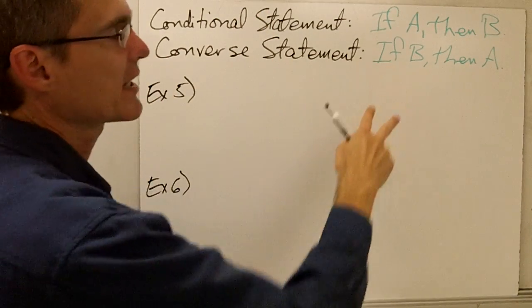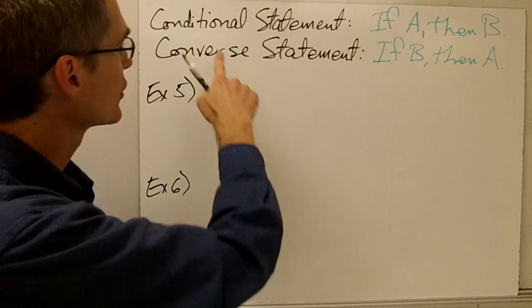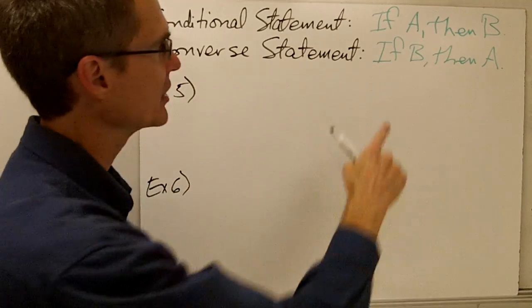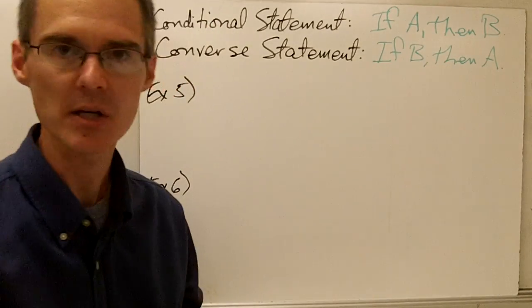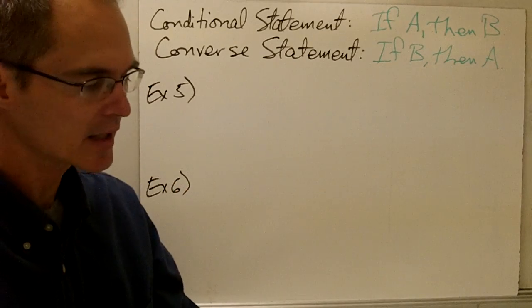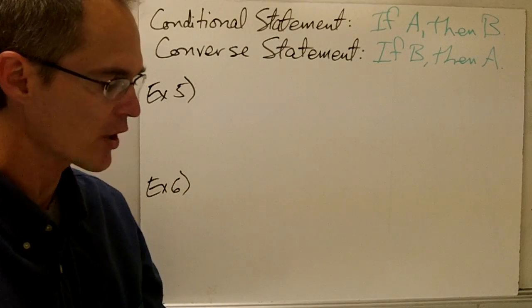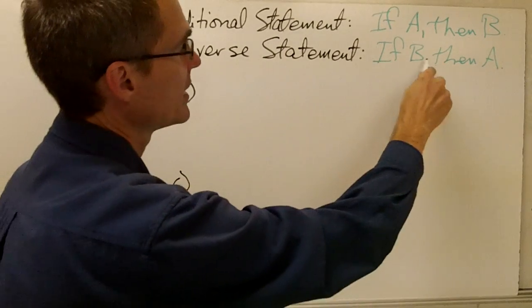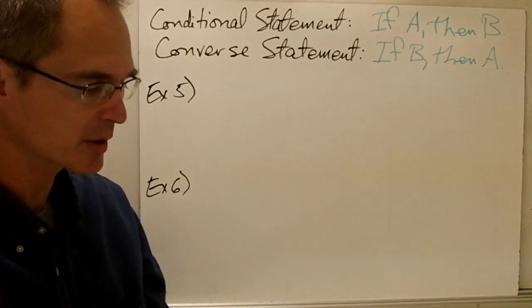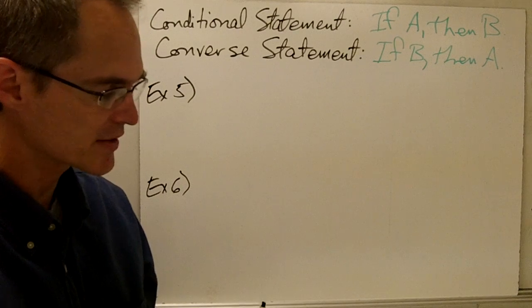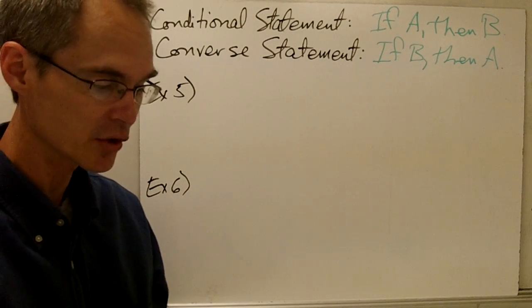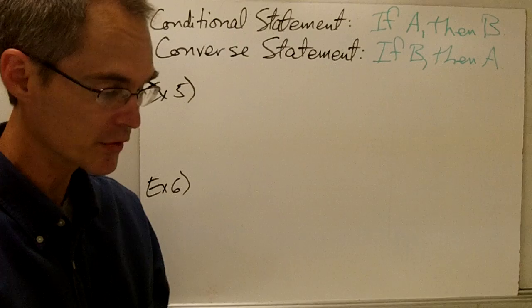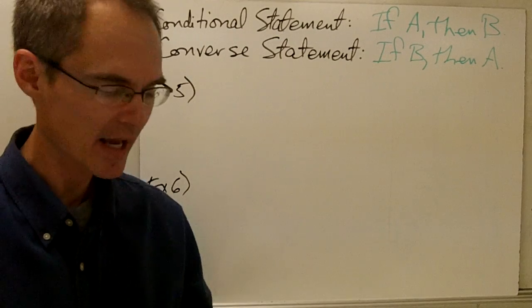Now, when we're actually dealing with real conditional statements, those statements are going to be in English, so we don't actually have the A's and the B's here. So let's take a look at a couple of examples in which we are trying to put a statement in conditional form and then form the converse of that statement. So example number 5. For each of these it says write each statement in conditional form and then write the converse, then identify each statement as true or false.